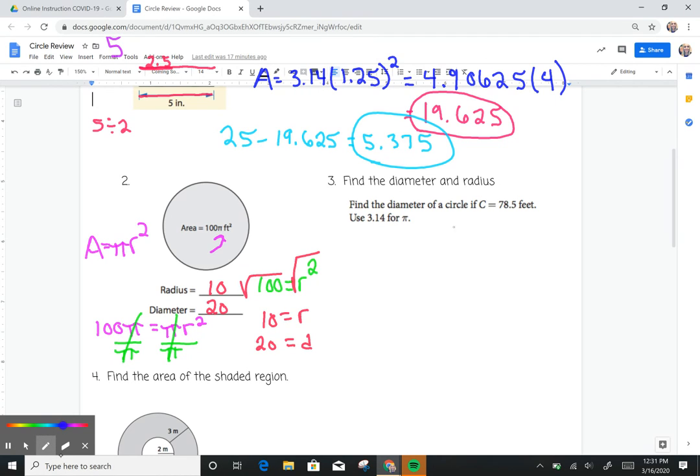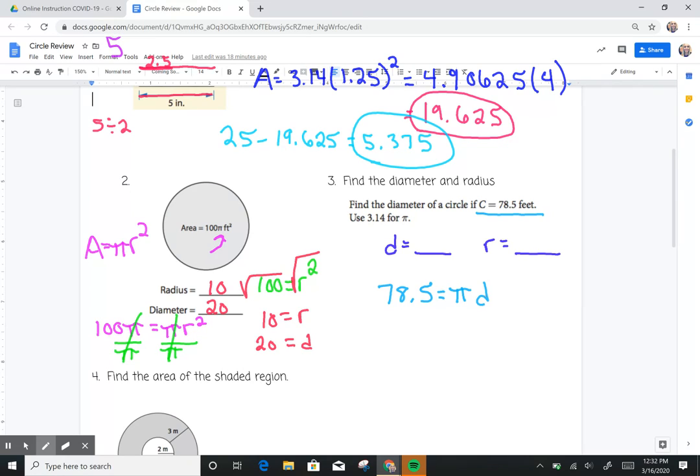I want you to find the diameter and the radius. So let's see what they give me for this one. They said that the circumference is 78.5 feet. So to find circumference, I already know the circumference is 78.5. The way we find circumference is doing pi times diameter.